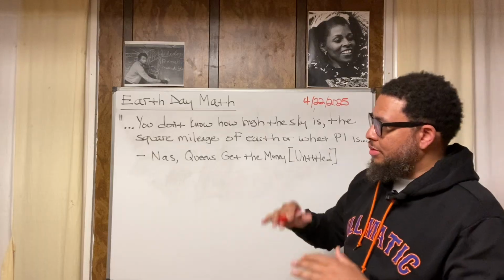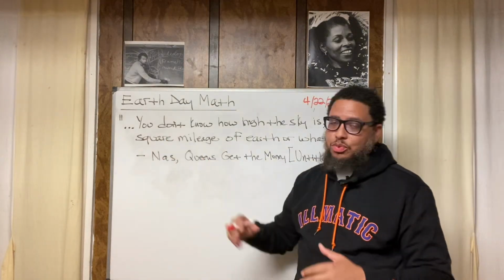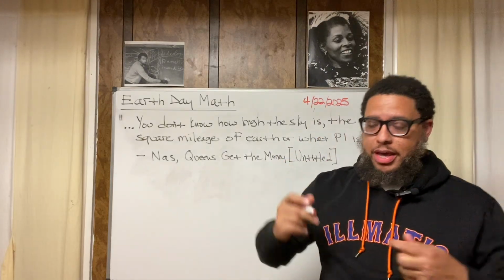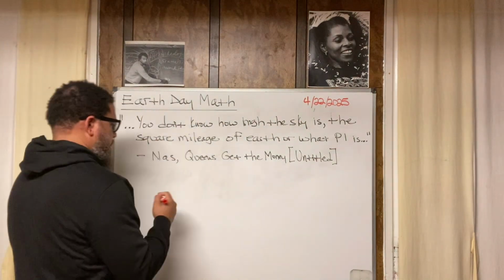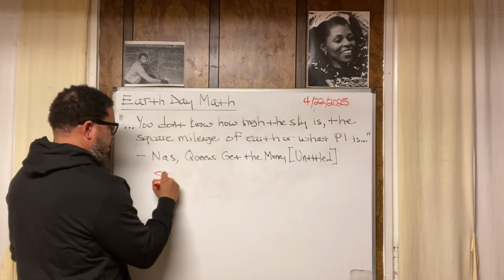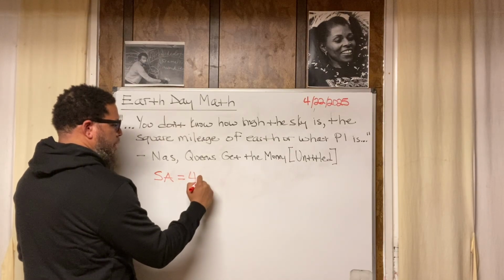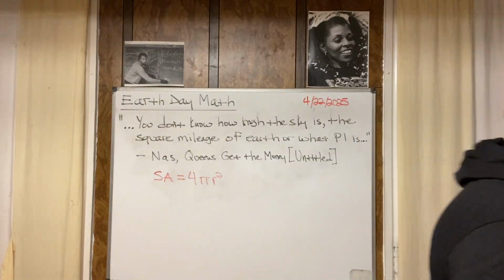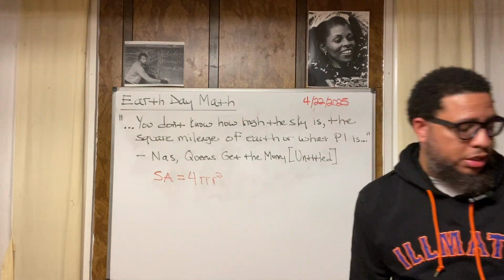All right, so now we accept that the Earth is a sphere, right? And the square mileage would be the surface area of a sphere, all right? And there's a formula for that we can use. Surface area, SA, is equal to 4 pi r squared. So basically it's the formula for the area of a circle, a two-dimensional circle, right? Multiplied by 4. That's basically all it is.